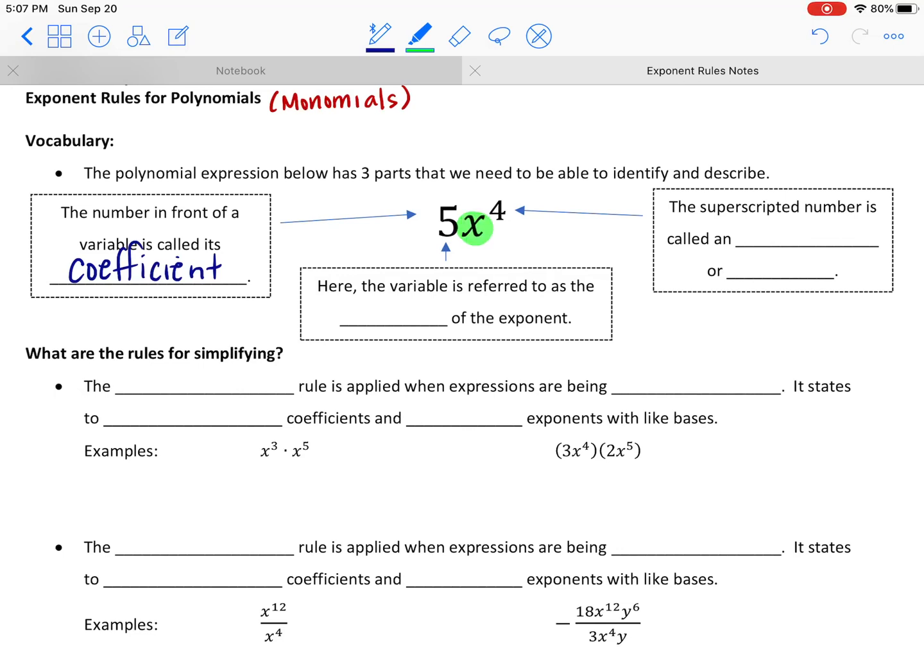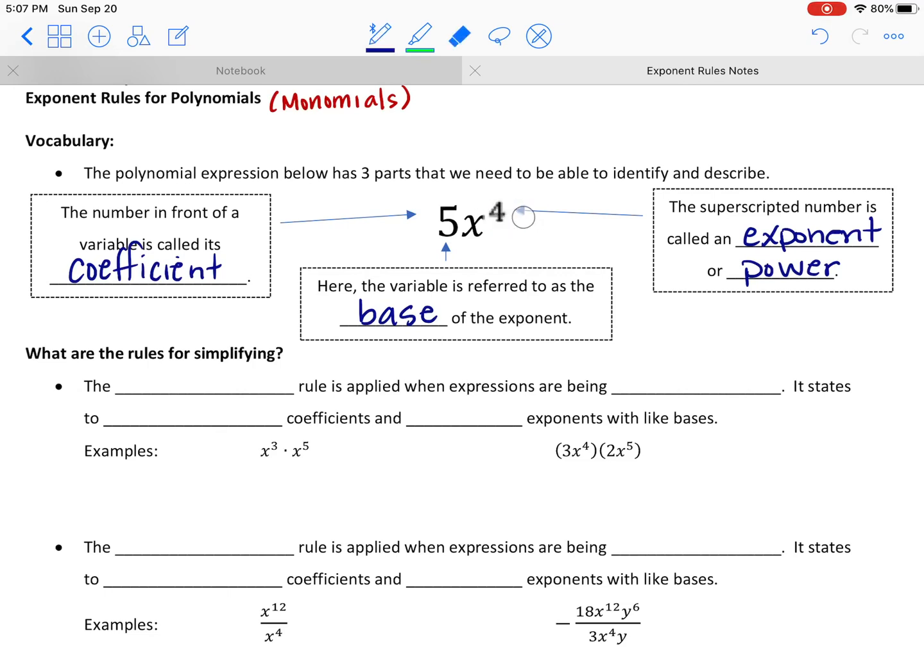And then here, the variable itself, yes, is a variable, but because it has this power of 4 here, we're going to call it the base of that power. And then 4 we can call an exponent or a power. So that's a superscripted number. That means it's written a little higher and a little smaller, but we call that an exponent. So we could say that x has an exponent of 4, or we can call it a power, so we can say x is being raised to the 4th power.